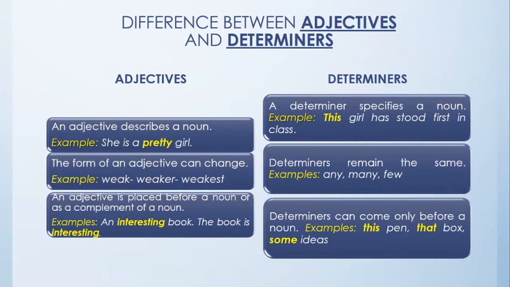An adjective is placed before a noun or as a complement of a noun. An interesting book, the book is interesting. Determiners can come only before a noun. Examples: this pen, that box, some ideas.